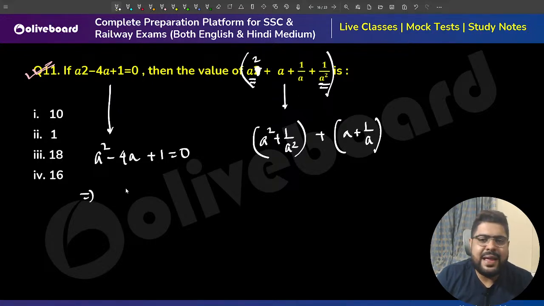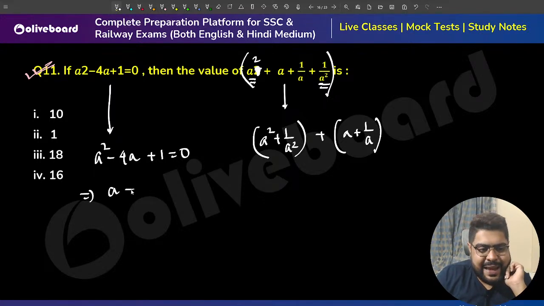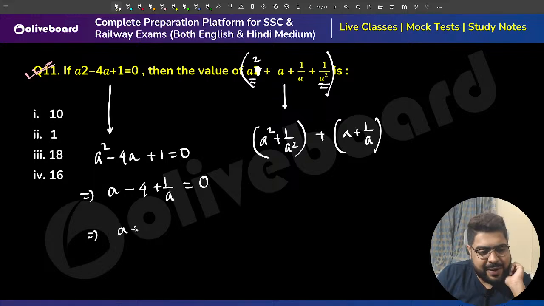Now, from here, a square minus 4a plus 1 equals 0. Acha, sir. In this situation, I need a plus 1 by a. Divide by a. So it is a minus 4 plus 1 by a, which is 0 by a, 0 only. So a plus 1 by a, we are getting 4, sir.